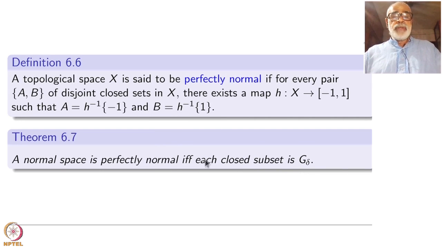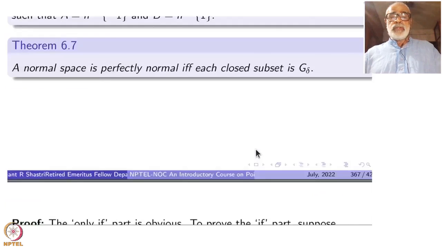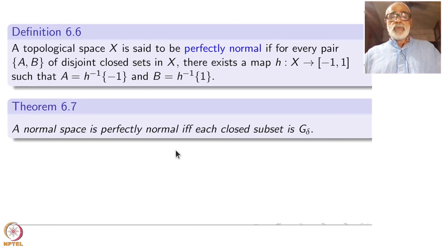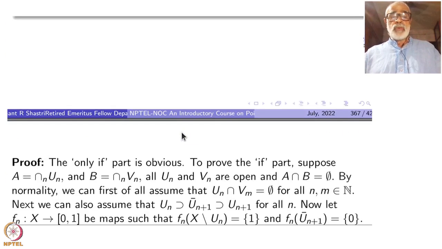Clearly, perfectly normal is normal, there is no problem. So proving that every closed set is G delta is what you have to show. That is all we want to say. So the only if part is obvious, because once you have this, closed subsets must be G delta. If and only if is what I want to show.